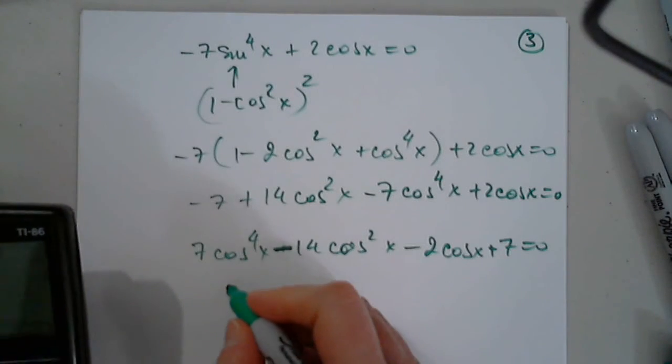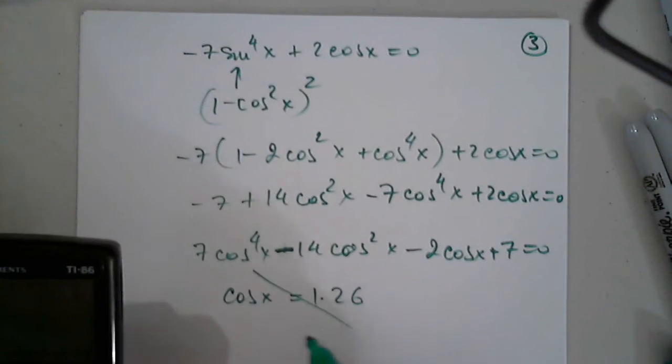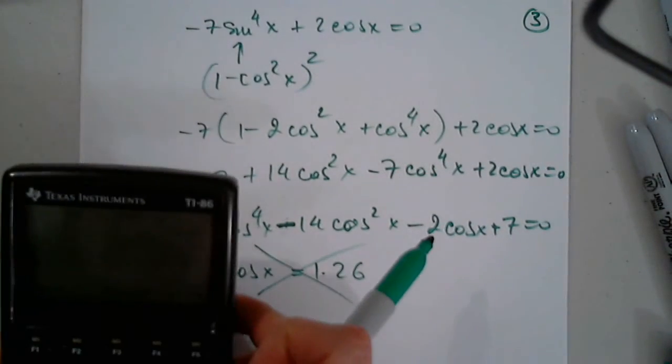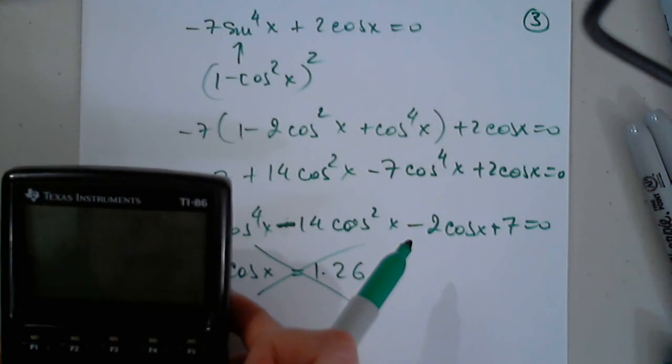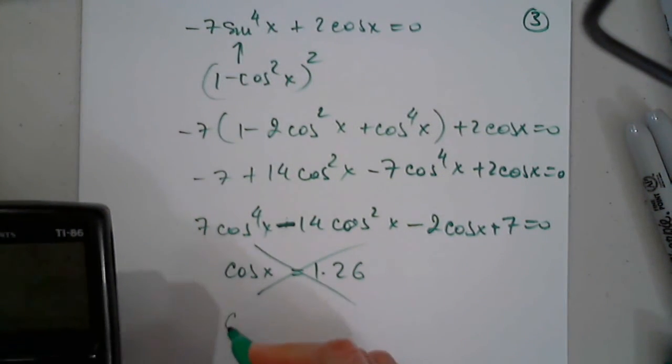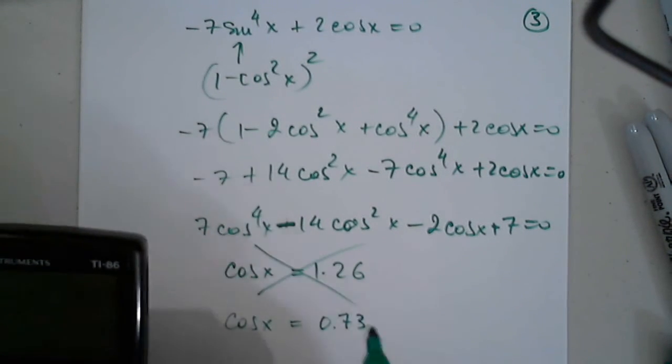I got that cosine x equals 1.26. Not possible. This is an imaginary number. This is an imaginary number. Okay, we got one. Cosine x equals 0.73.